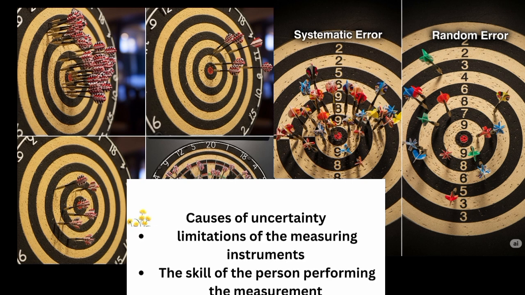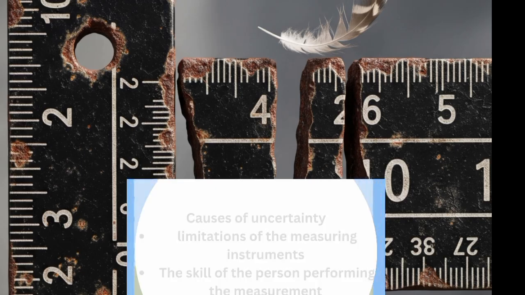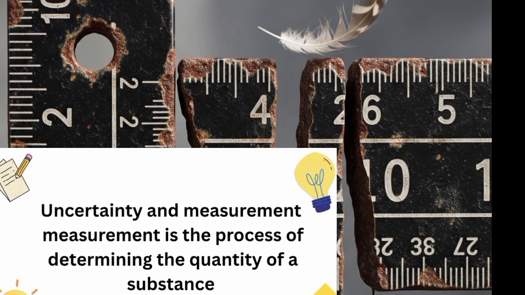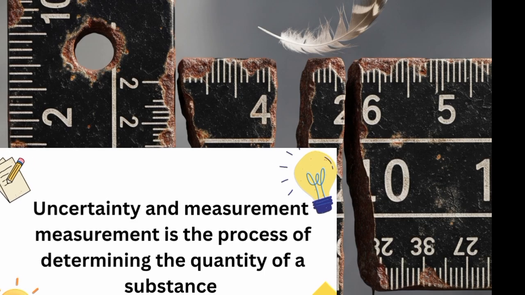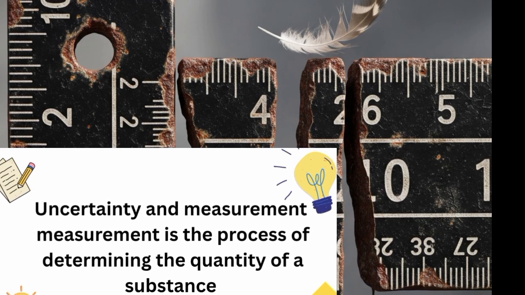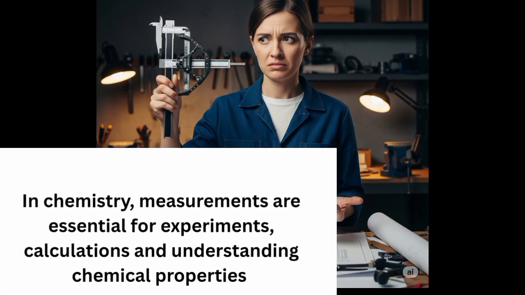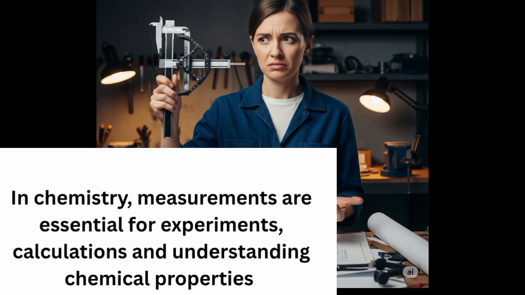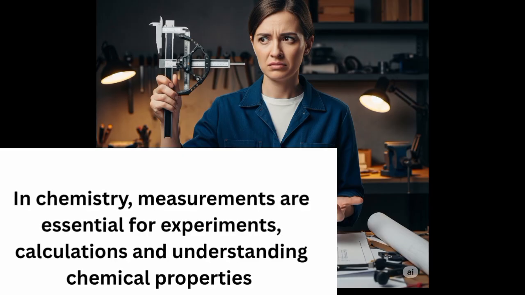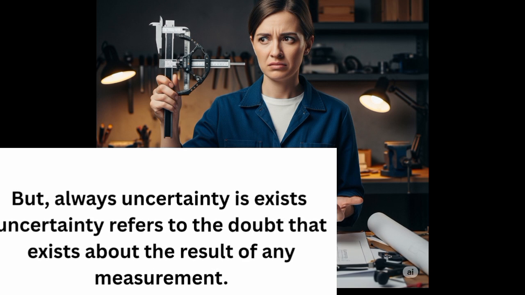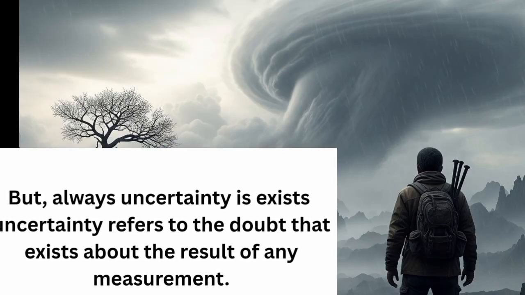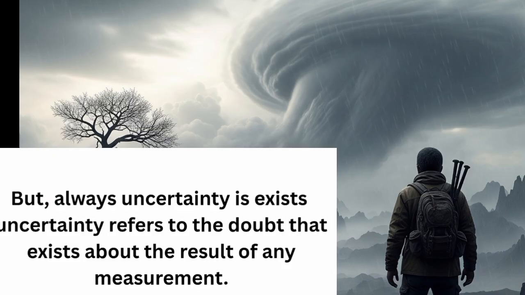There are different causes for uncertainty. The first one is the limitation of the measuring instrument. Maybe the measuring instrument is highly sensitive or less sensitive. This influences the results or the uncertainty of the measurement. The second is the skill of the person performing the measurement. A skillful person measures more accurately, but a less skillful person makes less accurate and less precise measurements. The third one is environmental conditions like temperature, humidity, and pressure that affect the measurement. The other one is random variation.